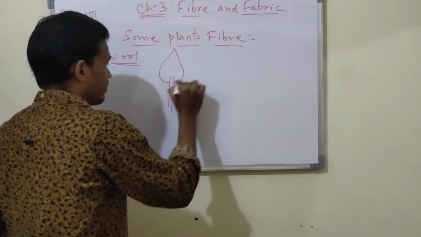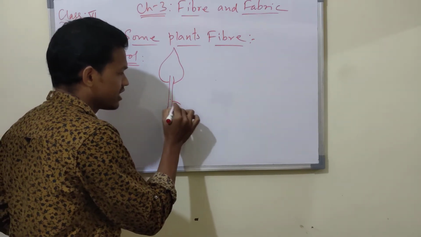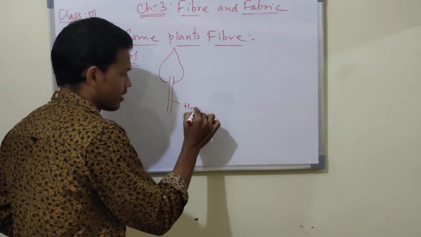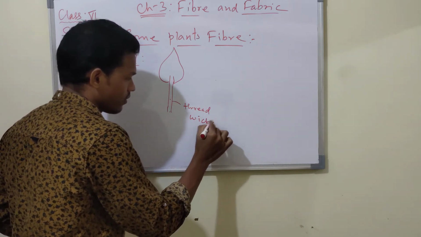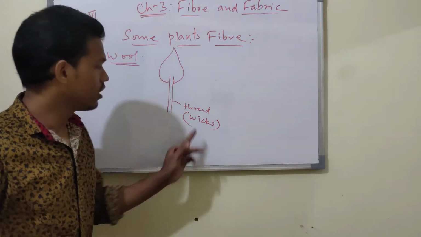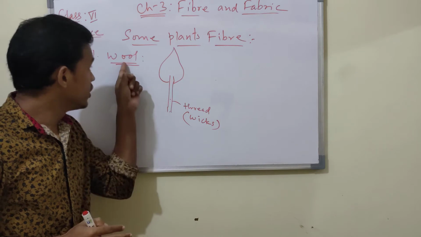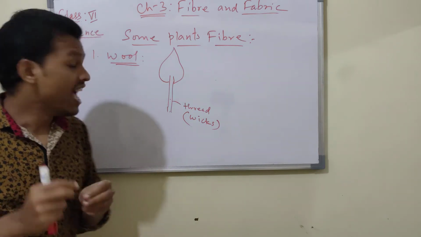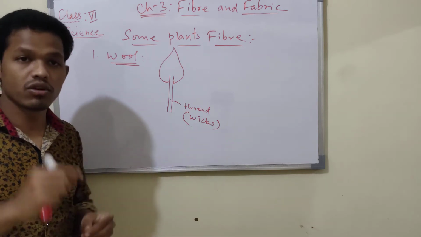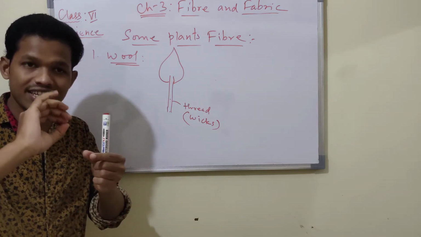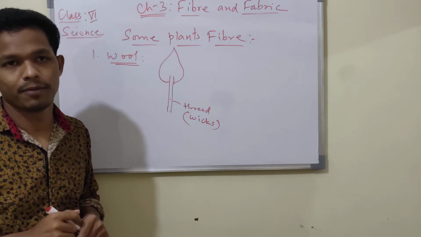So this is a flame. This is a thread, and that is called a wick. Why is it called a wick? This woolen material is very soft and it will create pores inside the thread, meaning little holes will be present.